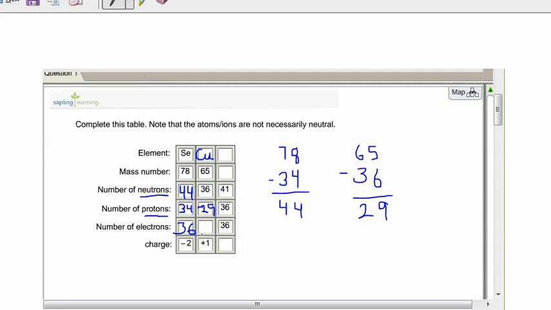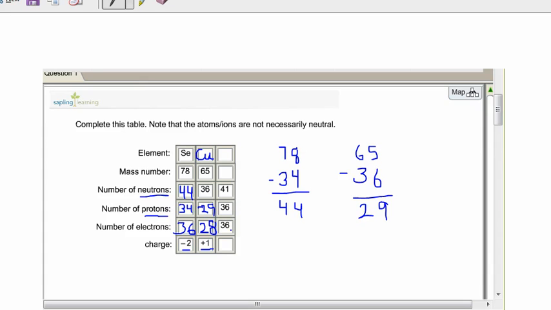Now that I know how many protons I have, I can now determine how many electrons. I have a +1 charge, so that means I have 1 more proton than electron. So my number of electrons is going to be 28. If my overall charge is positive, it means that protons win and I have more protons. If my overall charge is negative, it means electrons win and I have more electrons.